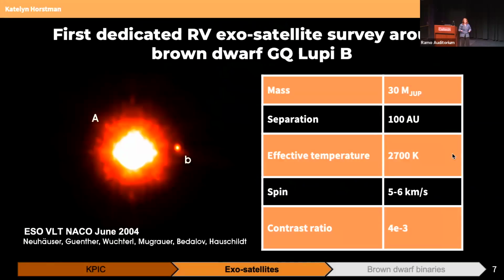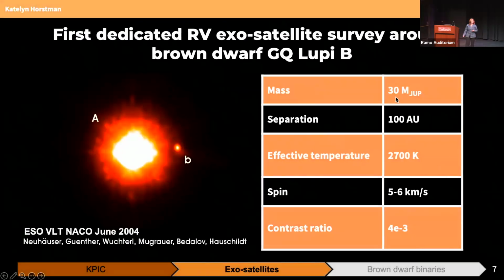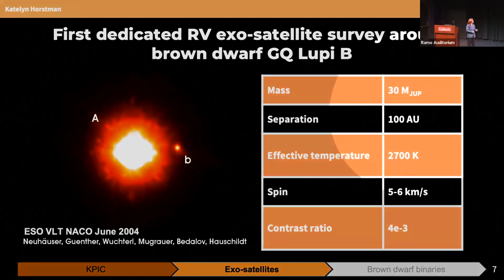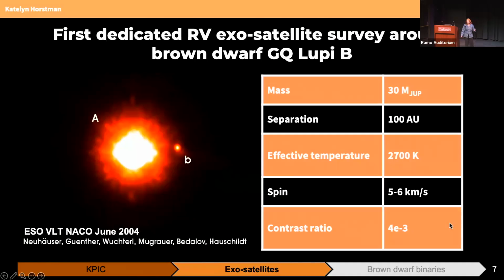And so in May of 2024, we started the first dedicated radial velocity survey to look for exosatellites around brown dwarf GQ Lupi b, which we've already heard quite a bit about at this conference. We primarily picked this object because it has a relatively high mass of about 30 Jupiter masses, which makes it likely to harbor proportionally more massive moons based on the scaling relationship that I mentioned earlier. And it also has other favorable qualities, such as a contrast ratio of 4 times 10 to the negative 3 in K-band, which allows us to get high precision radial velocities.